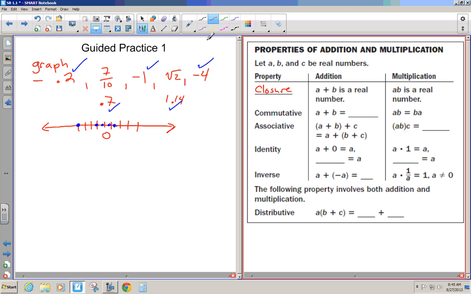And the closure statement just basically says if A and B are real and you add them together, your answer is real. 2 plus 2 is 4. All those numbers are real. 2 times 3 is 6. Everything's a real number. Commutative property just means that when you add, it doesn't matter what order it is. Multiplication, it doesn't matter. 2 times 3 and 3 times 2, it's the same.